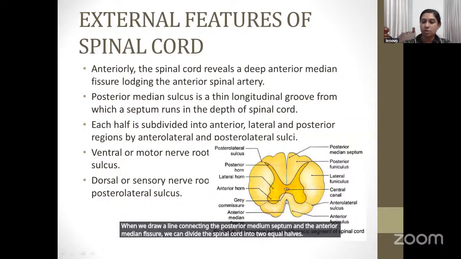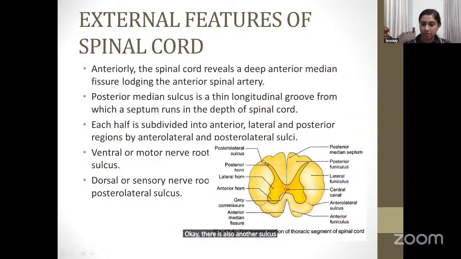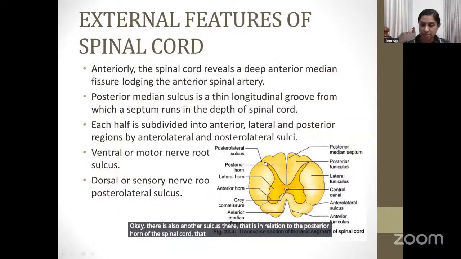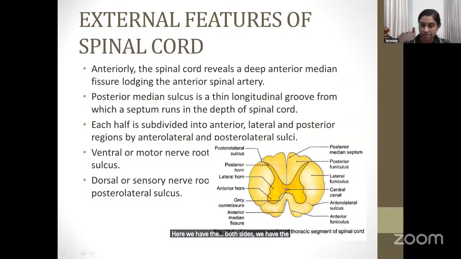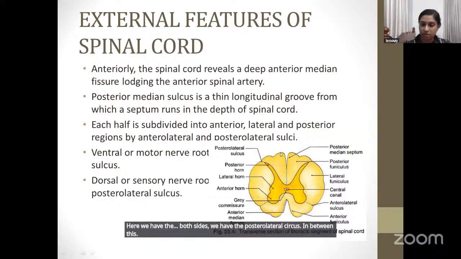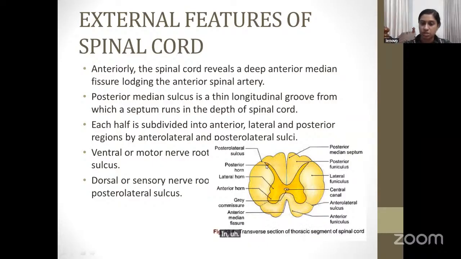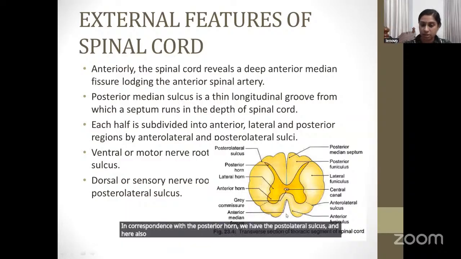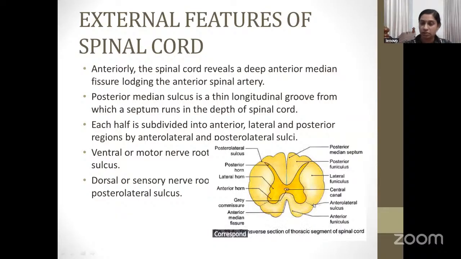Okay. There is also another sulcus in relation to the posterior horn of the spinal cord, that is the posterolateral sulcus. On both sides we have the posterolateral sulcus, in correspondence with the posterior horn. And here also, in correspondence with the ventral horn, we have the anterolateral sulcus.